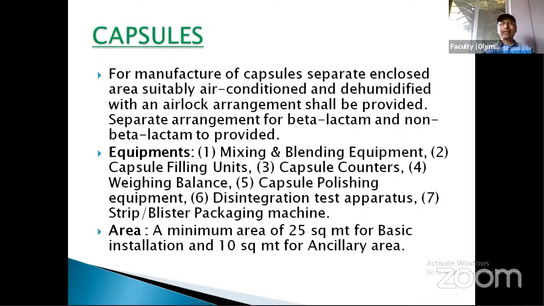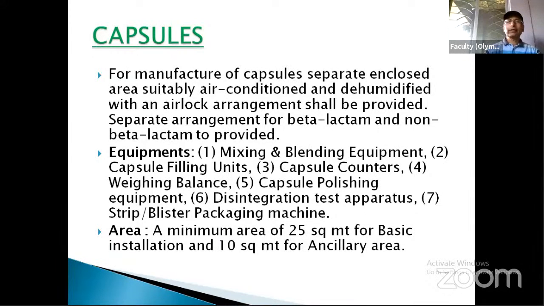And that is also common for tablet also, beta-lactam and non-beta-lactam. If penicillin type of preparations are there, you have to handle them very carefully, and separate arrangements are generally made such that it cannot produce any cross-contamination. So beta-lactam, non-beta-lactam, if there are two types of capsules, you have to take separate arrangements, they will be manufactured separately, or a separate area should be provided.